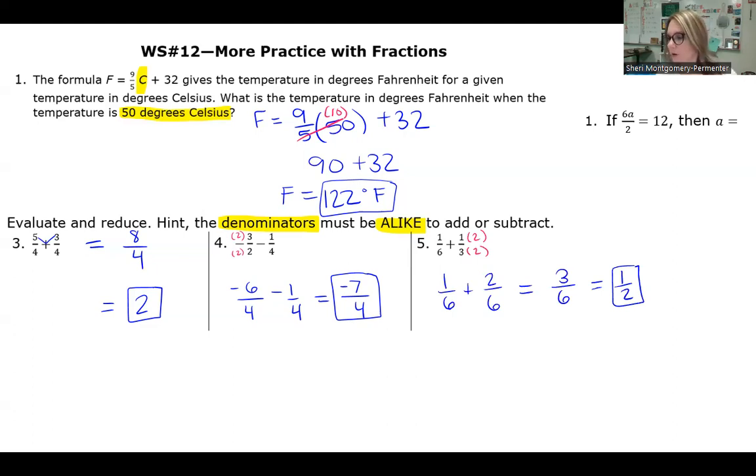There is one more problem I want to go over with you, and then I'm going to give you time to work on the front. So up at the top, it's over here. This one, I don't know why it restarted numbering, or just this one is 1. It's weird. It says if 6 times a divided by 2 is equal to 12, then a equals, so we're just solving for a. That's really it. So to solve for a, we need to bring over the 2 and multiply by 2.